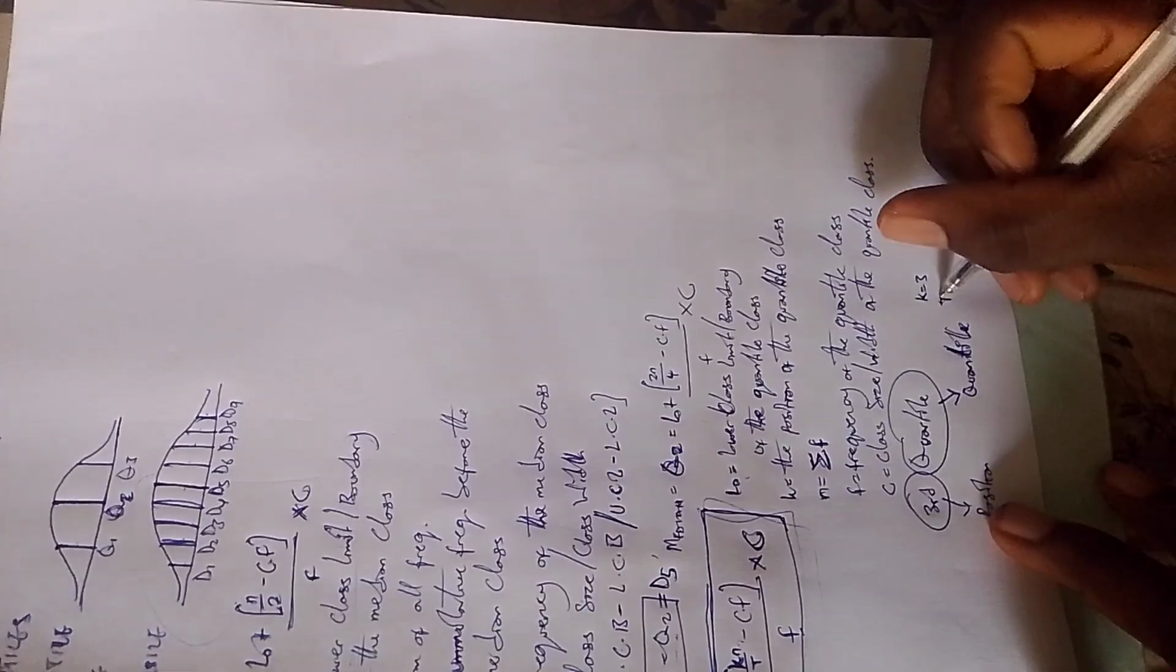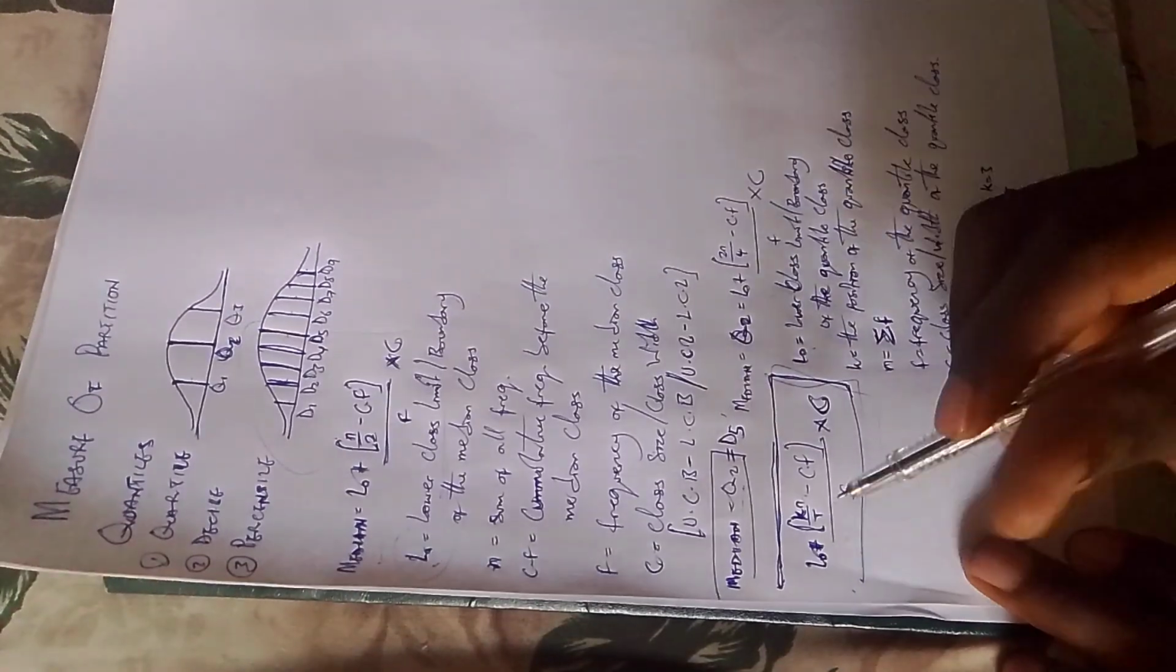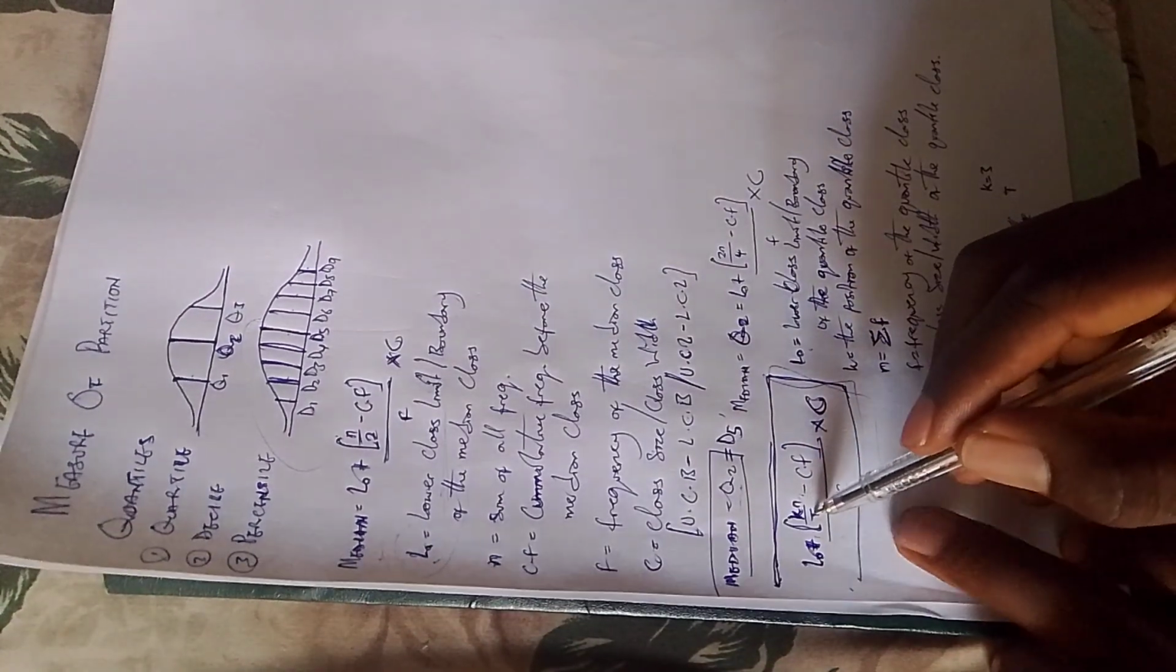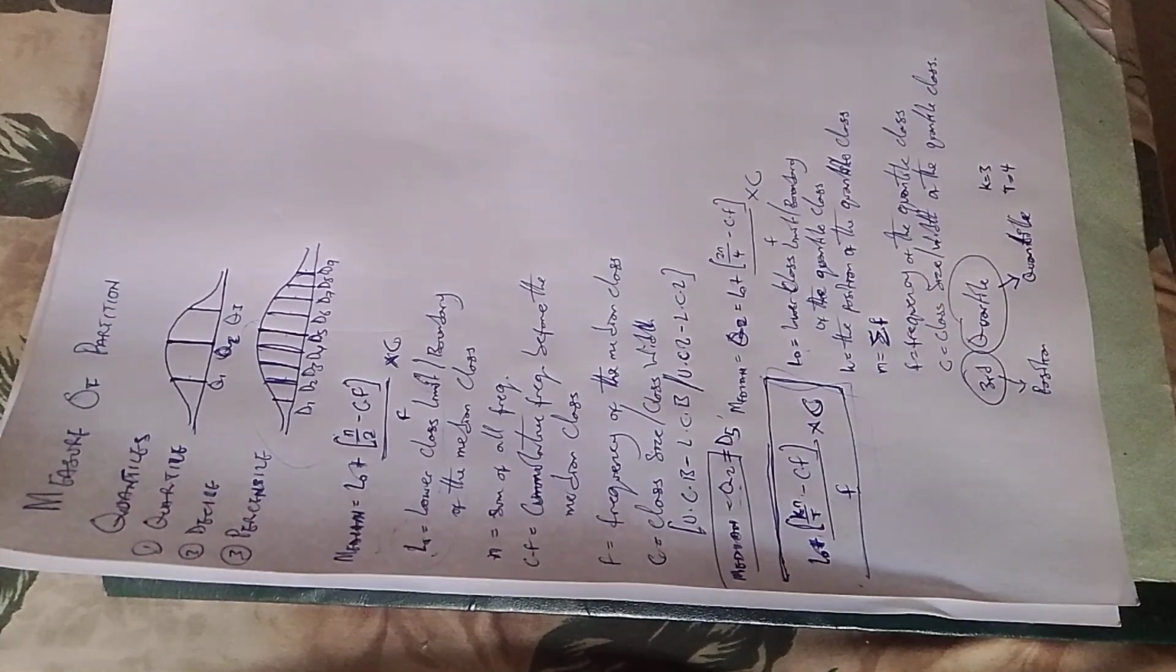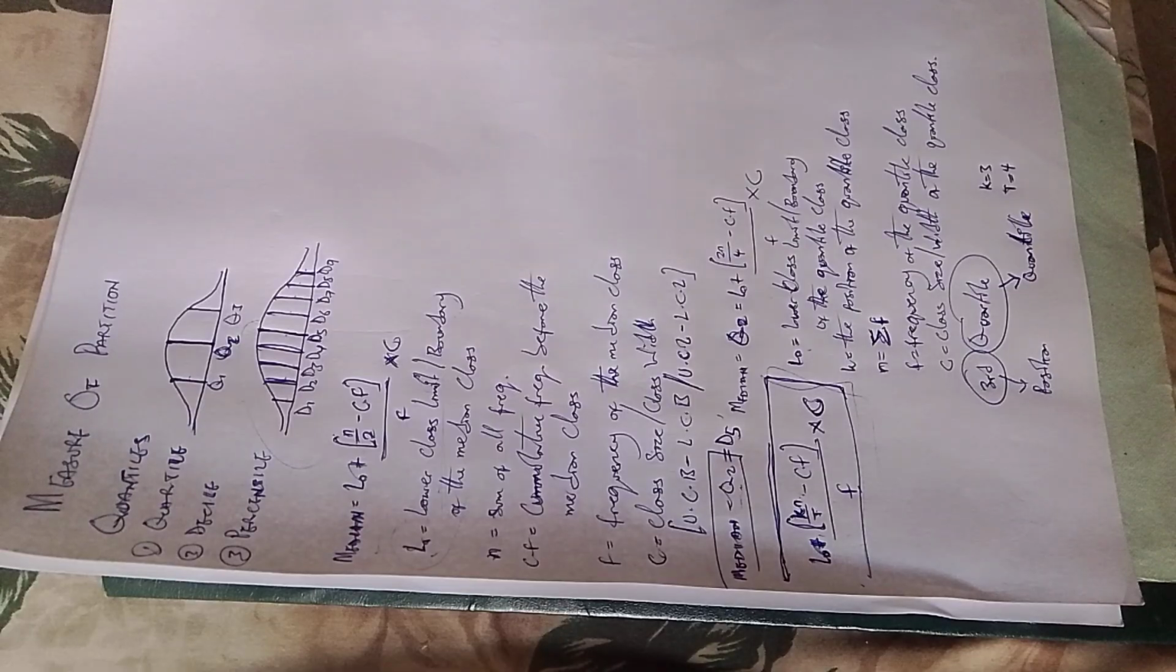Then your T, remember I gave you the general formula: L0 plus Kn over T. So your T will be 4, because your quartile is dividing the distribution into 4 parts.